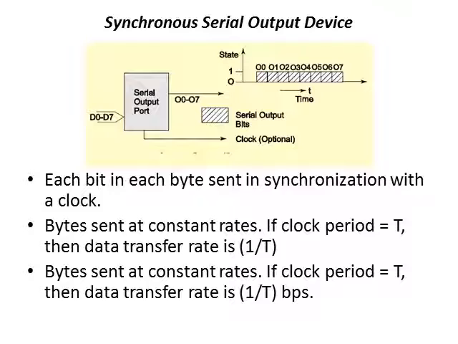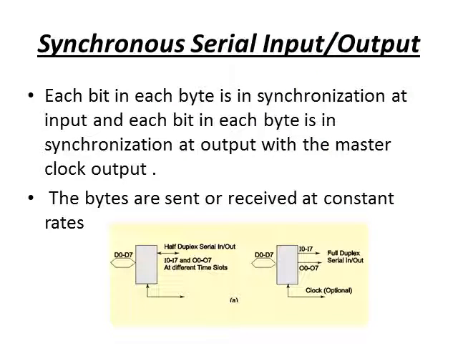Okay, so each bit in each byte is sent in synchronization with a clock. Bytes are sent at constant rates. If the clock period is equal to t, then the data transfer rate is 1 by t. Bytes sent at constant rates, and this is for byte. The previous one is for data transfer. Synchronous serial input or output.